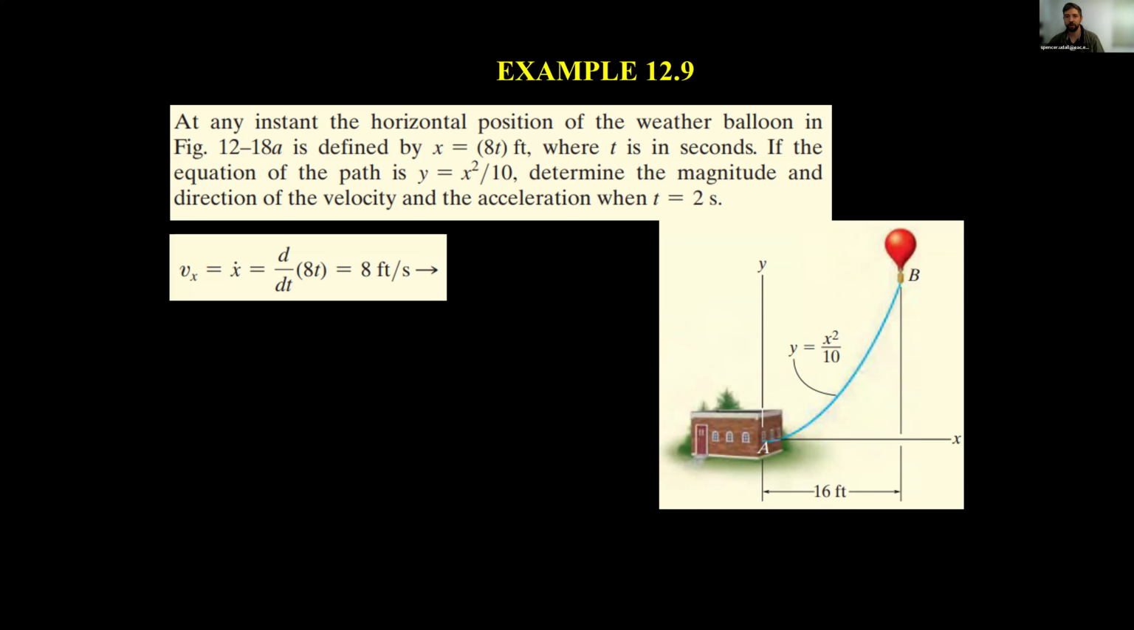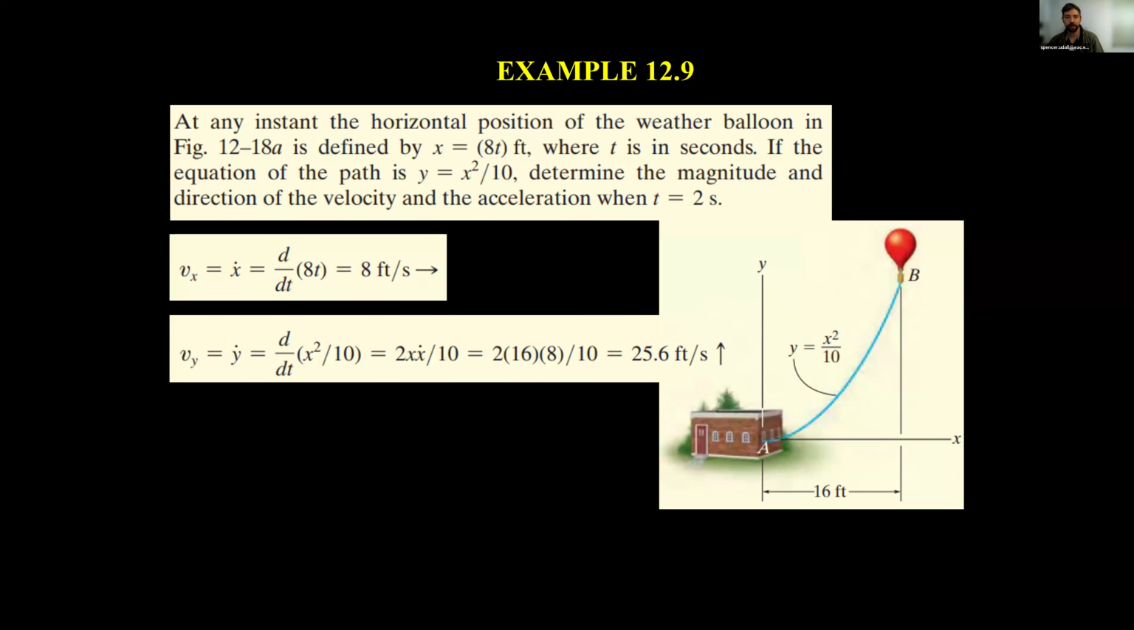So let's move on to the y component. If we have the y dot, we want to find y dot, right? So we have y equals x squared over 10. So if we do the time derivative of the y equation, we can't just do 2x divided by 10. That would be if we did d dx, the derivative in terms of x. But we're doing it in terms of time. So x is a function of time, right?